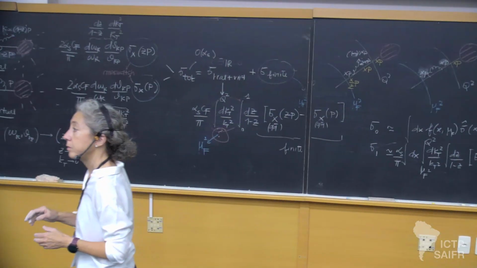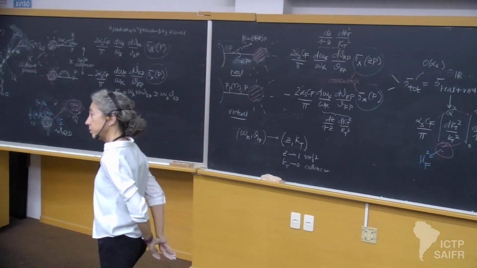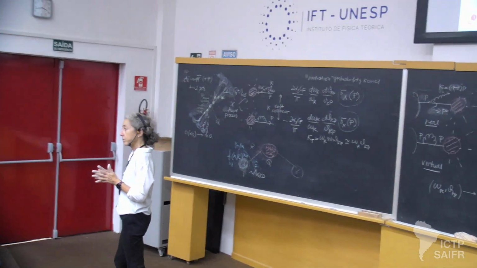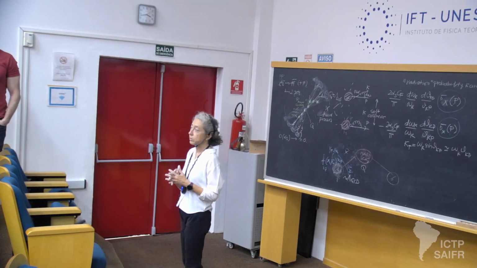Hi. So, thanks for the lecture. I have two questions. The first one is regarding the limitations of the parton shower algorithms. What's the bottleneck for this type of calculations? What's the limiting factor?